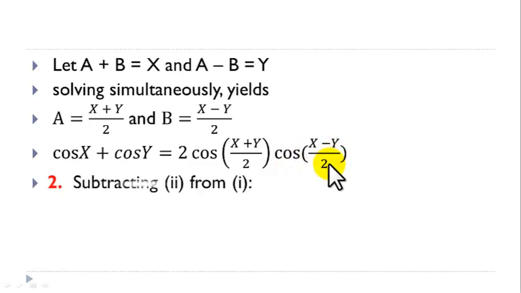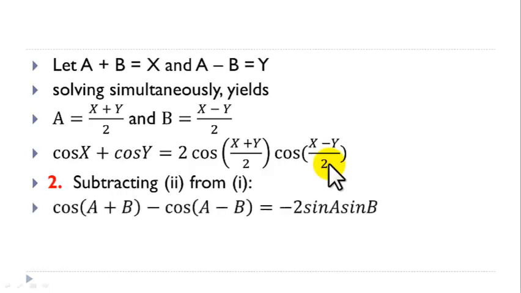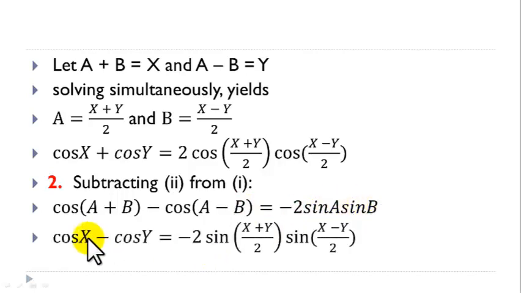Next, subtracting equation 2 from equation 1, we obtain the difference of two cosines as cos(A plus B) minus cos(A minus B). And this will give us minus 2 sin A sin B. Putting A plus B equal to x, A minus B equal to y, A equals (x plus y) over 2, and B equals (x minus y) over 2, we obtain cos x minus cos y equal to minus 2 sin of (x plus y) over 2 times sin of (x minus y) over 2.